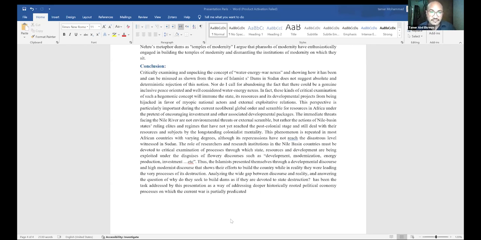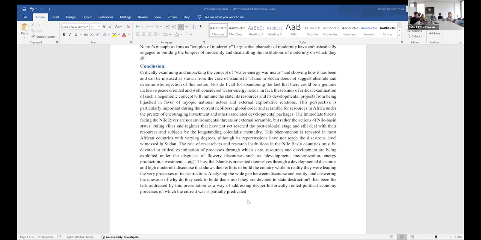The immediate threats facing the Nile River are not mainly the environmental threats and external scramble, but rather the actions of the ruling elites of Nile Basin states, regimes that have not yet reached the post-colonial state. It's not post-colonial yet. So the post is still empty. We are not living in a post, yeah?